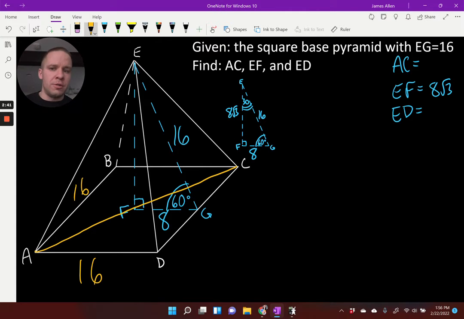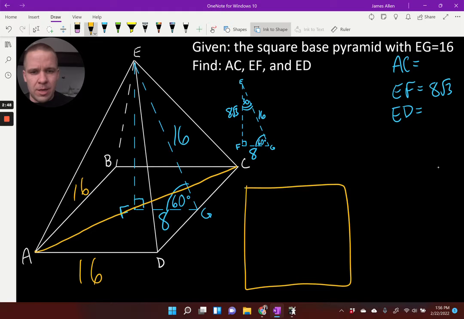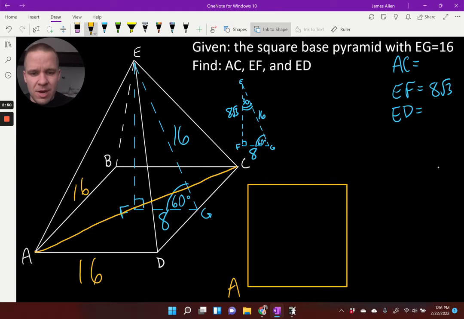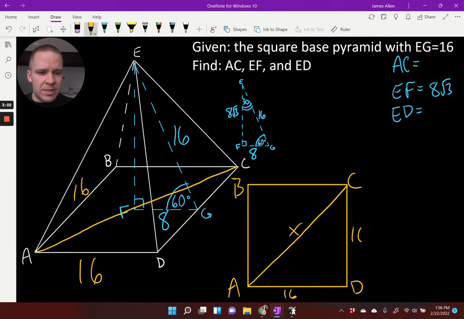So what we could do is draw this square flat and see if we can figure out what that diagonal would end up being. So I have A right here. We have B, C, and D. If I draw in AC, that's what I'm looking for. We'll call that X. And then I've got AD is 16, right? And then I could write this as 16 right over here. All four sides will be 16.